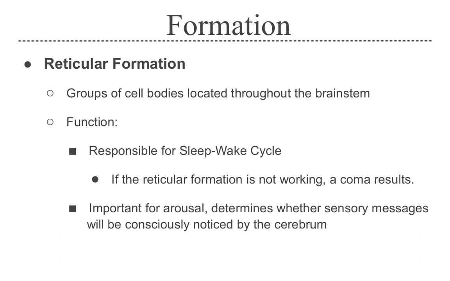So the reticular formation is a group of cells located throughout the brainstem that is responsible for the sleep and wake cycle. It's what keeps our circadian rhythm. If it's not working, then the body shuts down and the brain shuts down, and that's what results in coma. It's important for sensory things such as arousal. It determines what's going to be noticed by the cerebrum and what messages need to be sent.